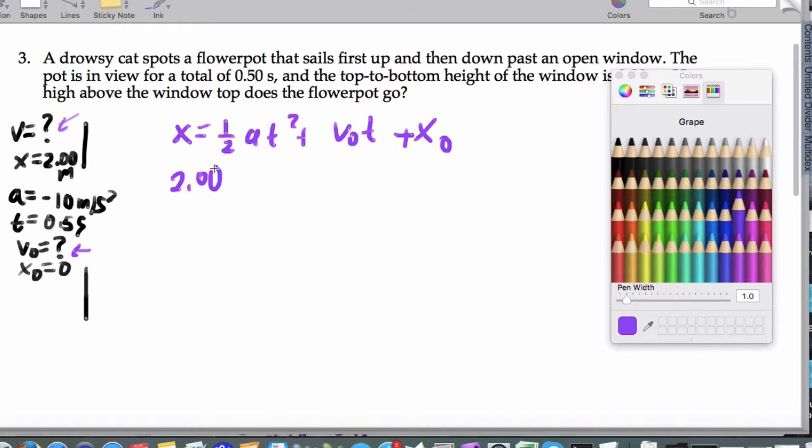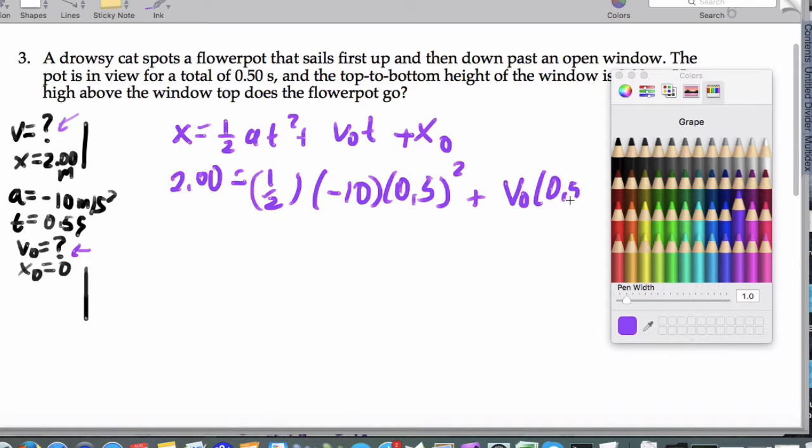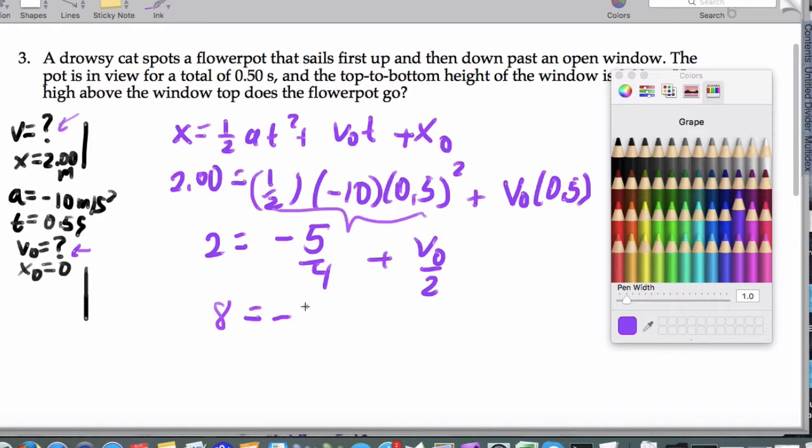So I have 2 meters of height achieved. My acceleration due to gravity is negative 10. T is 0.5, and I square that, plus V naught times 0.5. So let's simplify. We have 2 is negative 5 over 4 when I simplify this whole mess here, plus V naught over 2. Let me just multiply a few things. So I'll have 8 is negative 5 plus 2 V naught. V naught ends up being 6.5 meters per second. So that's the initial speed.